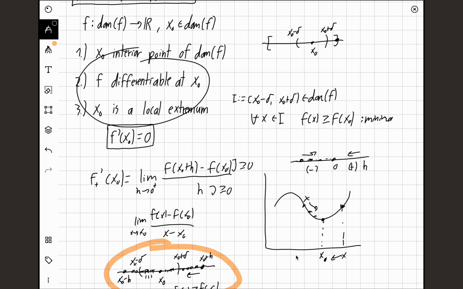So if this is true, then this is true. However, if this is true, these 3 things are not necessarily true. It does not go both ways, so you just have to be careful with that. But yeah, that is Fermat's theorem.